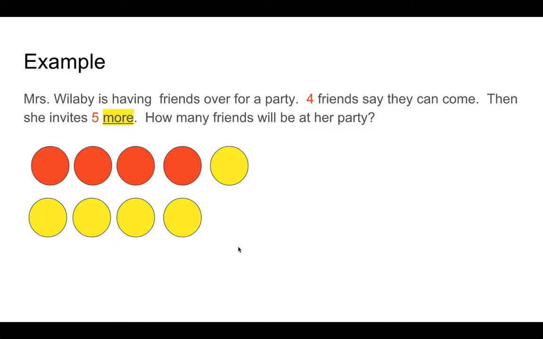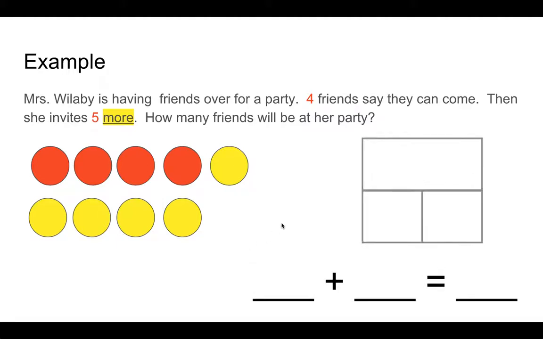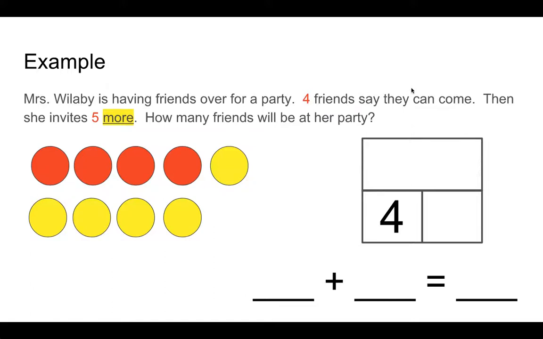Another thing that you can do is use a part-whole box with an equation. Let's look at our part-whole box first. Again, you're going to look at your key numbers. You know that part of the friends that are coming is 4, so you would put 4 in the box. Then you know that the other part that's coming is 5. So one group of friends that said they can come first is the 4, and then 5 more is your other part. So that goes in the other box.